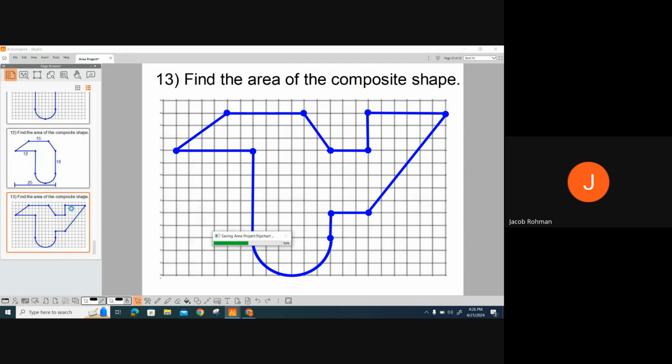And you can pause the video at each shape to find the area with the picture that I gave you.